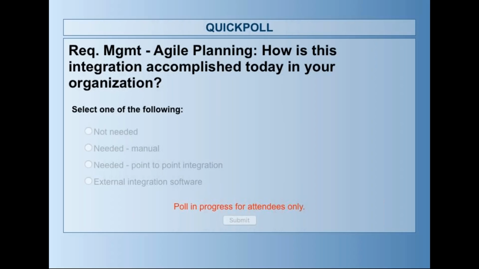Requirements management, agile planning. How is this integration accomplished today in your organization? And again, select one of the following: not needed, needed manual, needed point-to-point integration, external integration software. So again, not rushing anyone. We'll give you a chance to read the questions here and think about it. I'm very intrigued with what comes back on this one, actually.